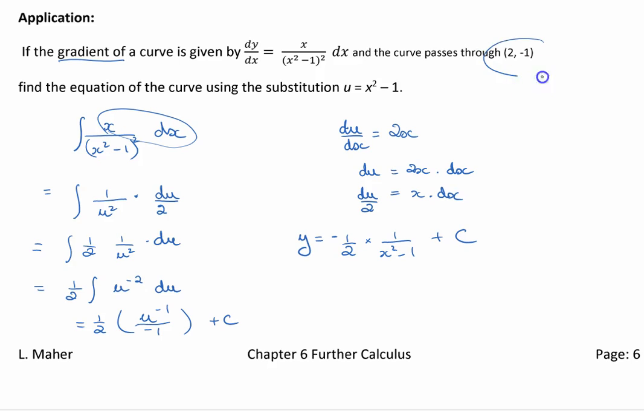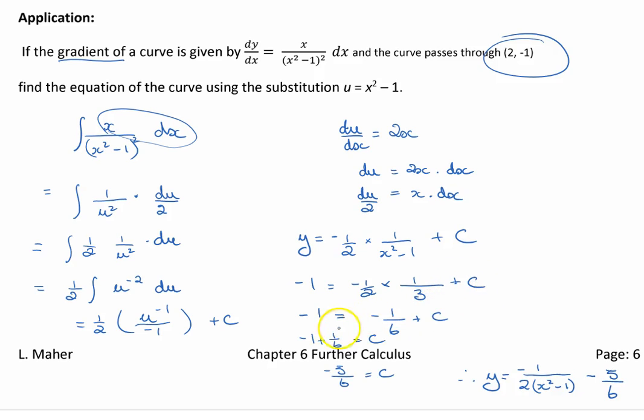We were told that the original curve, y, passes through (2, 1). That means when x is 2, y is minus 1. So we know that that is minus 1 when x is 2. So we've got, what have we got? 2 squared is 4, minus 1 is 3, plus the constant. So we've got, add a 6. We've got that the constant is negative 5 on 6.